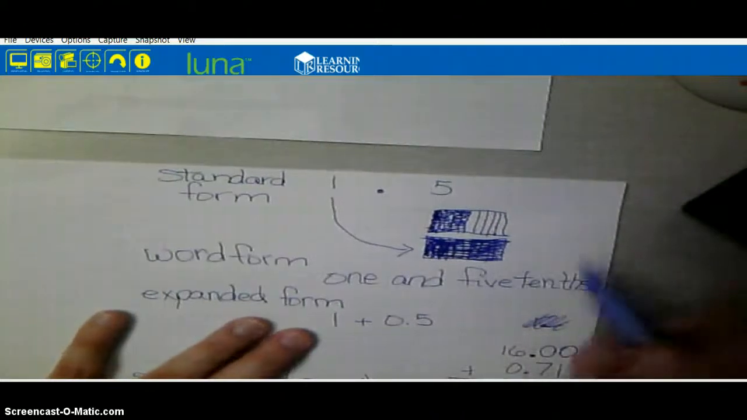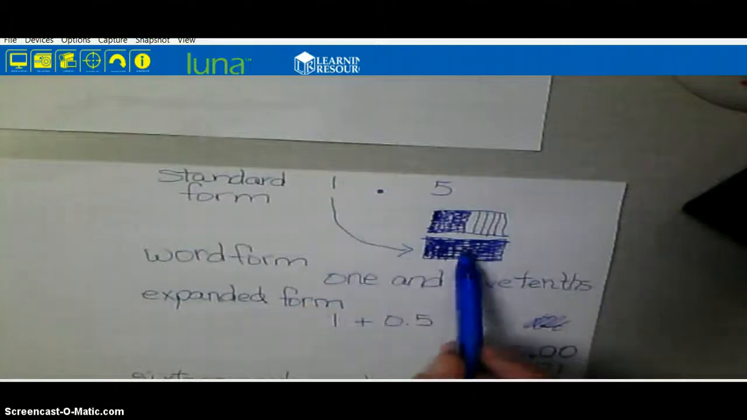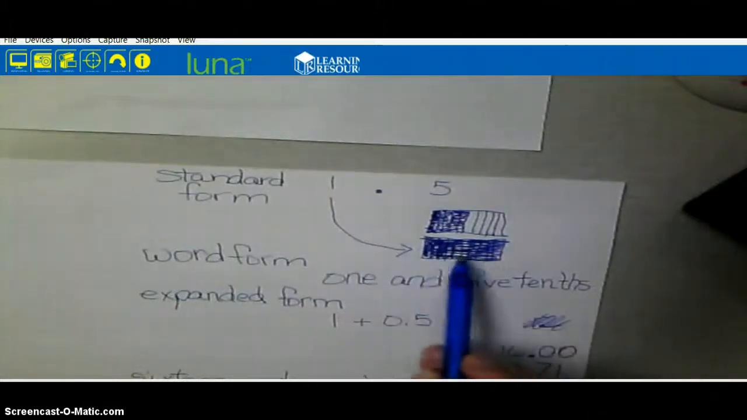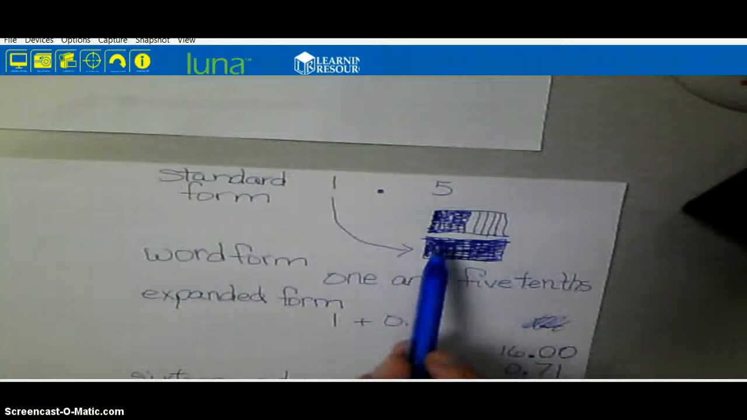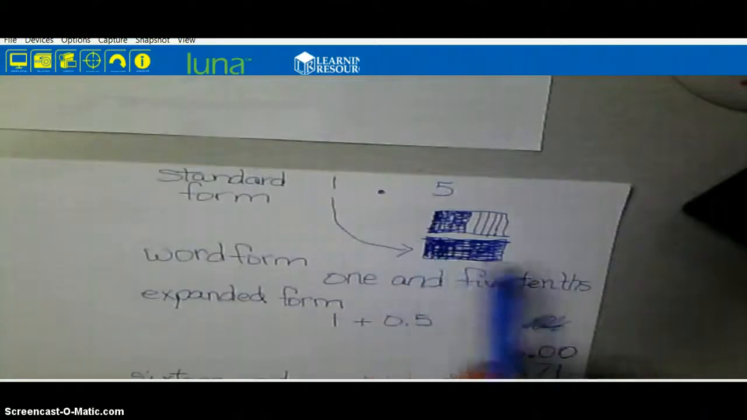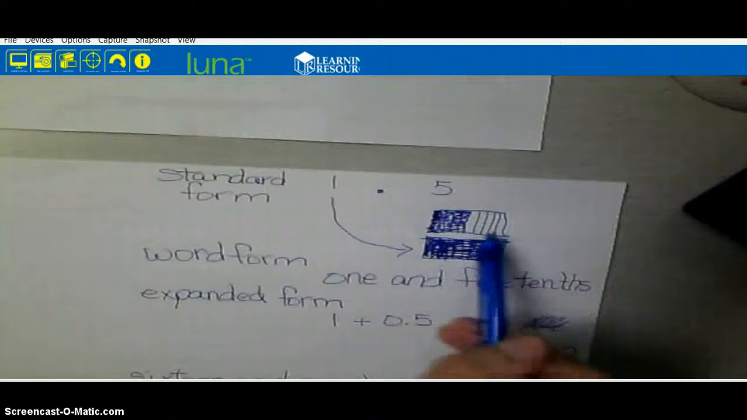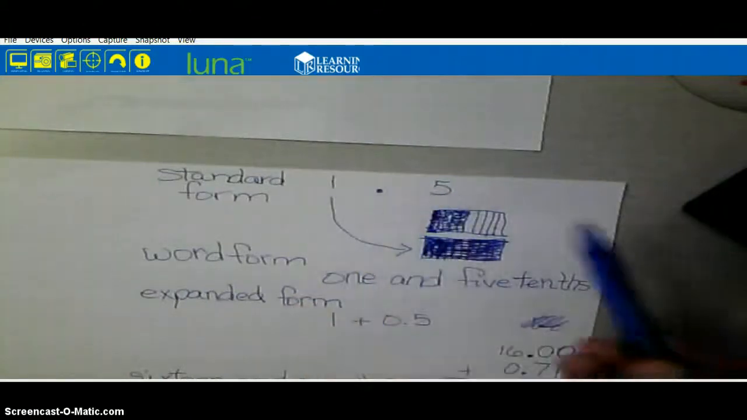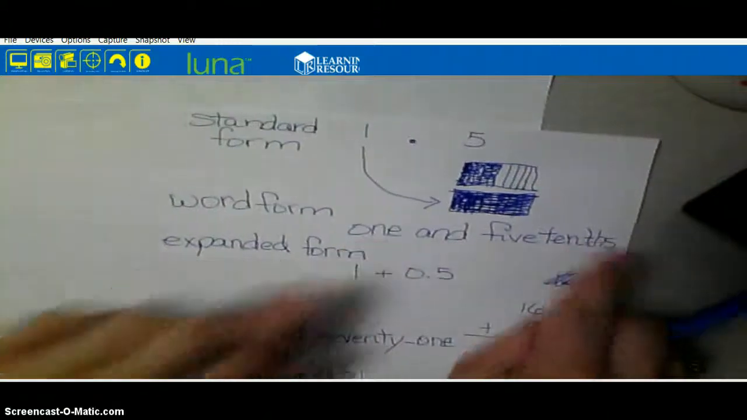I realize I'm not the greatest artist, but the one whole is shown here because the one whole box is completely covered in. It was broken into 10 parts because I fell into the tenths section. So I want to show it in tenths. So this whole thing is one whole, and this is 5 of the other 10. So we say it's 1 and 5/10 of another. All right, when we write it, we say 1 and 5/10.